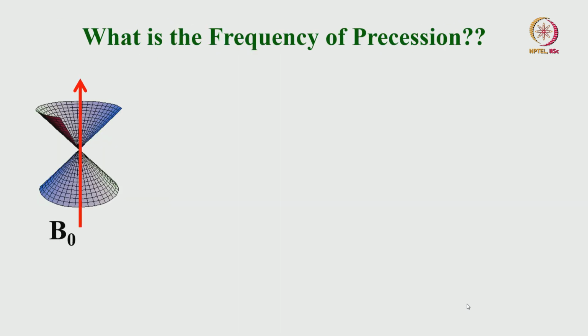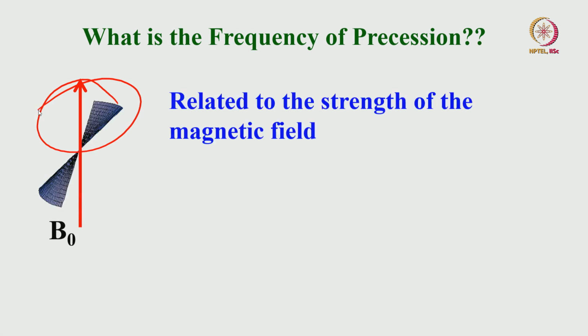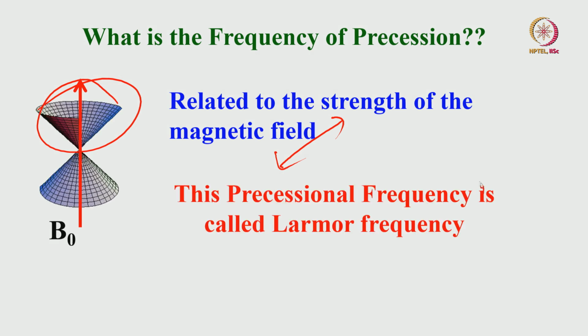Then the question you may ask me is, okay, they are precessing, that is, rotating at some speed. What is the precession frequency? What is the speed at which it is rotating? What is the frequency of it? That you can work out. This is related to the magnetic field strength. In other words, we calculated the energy separation between two energy states and then we got the resonating frequency. It is exactly the same. The resonating frequency is the precession frequency and it is the Larmor frequency.